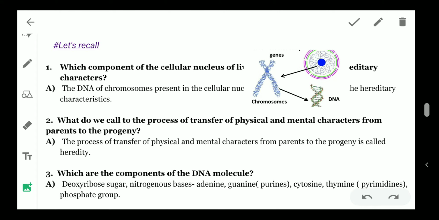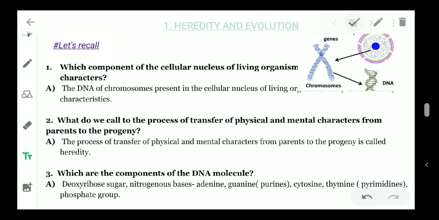Okay, proceeding further, the second question is, what do we call the process of transfer of physical and mental characters from parents to the progeny? Progeny means offsprings. So which is that term? This process, the process of transfer of physical and mental characters from parents to progeny, is called heredity.